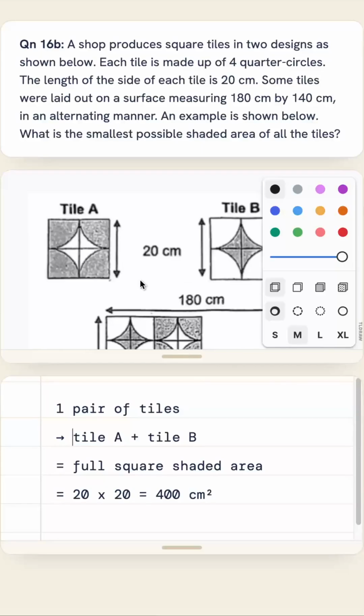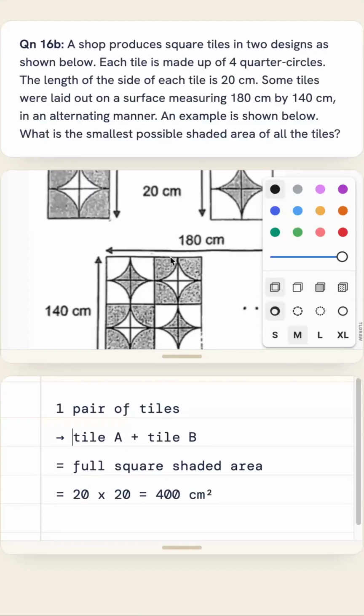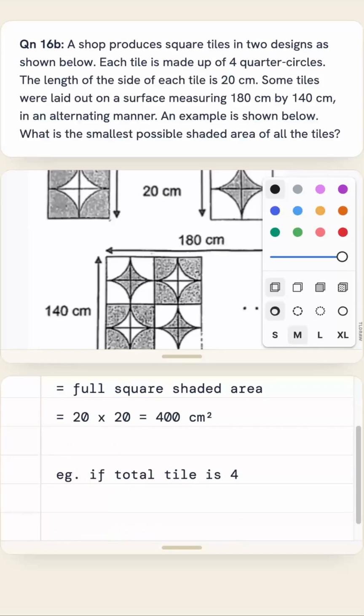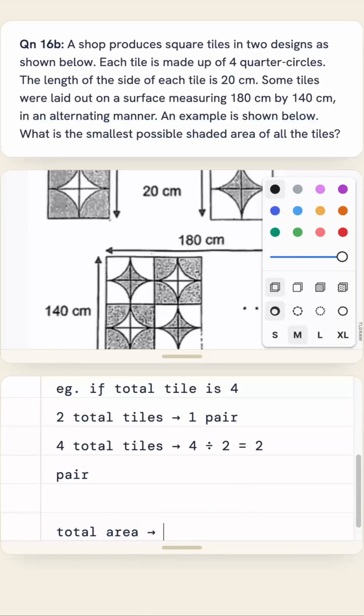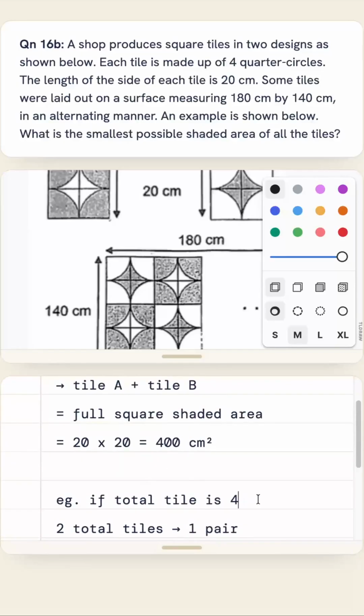Now in this case, if it's an even number, it's pretty straightforward. We just take one pair of tiles, which is two tiles, and then divide. So for example, if total tiles is 4, two total tiles is equal to one pair, and four total tiles is 4 divided by 2, which is 2 pairs. Then the total area is 2 times 400, which is 800. Pretty straightforward. If the total number of tiles is even, it's easier to calculate.